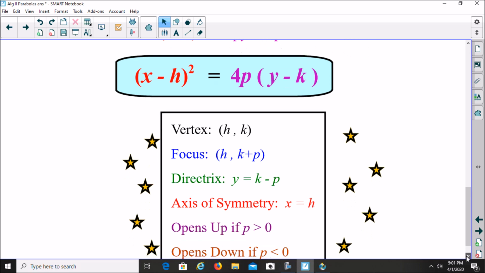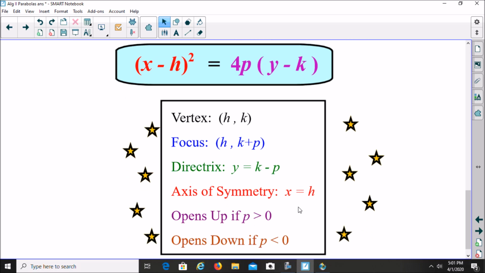And finally, the parabola opens upward if p is greater than 0, which puts the focus above the vertex. Incidentally, parabolas will always open up around the focus and away from the directrix. And it opens down if p is less than 0, because k plus p would be k plus a negative, which would put the focus below the vertex.